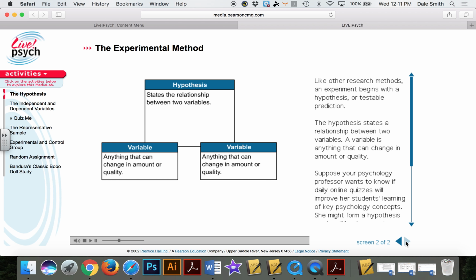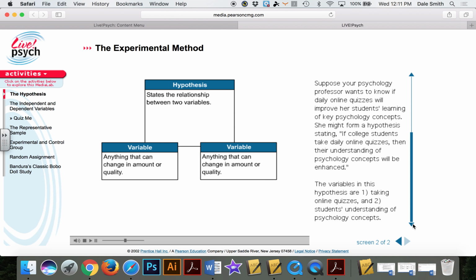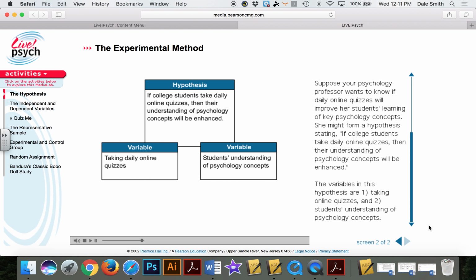Suppose your psychology professor wants to know if daily online quizzes will improve her students' learning of key psychology concepts. She might form a hypothesis stating, if college students take daily online quizzes, then their understanding of psychology concepts will be enhanced. The variables in this hypothesis are 1. Taking online quizzes, and 2. Students' understanding of psychology concepts.